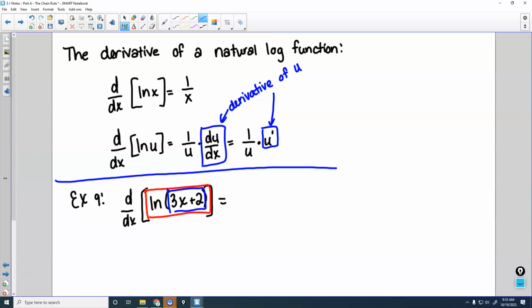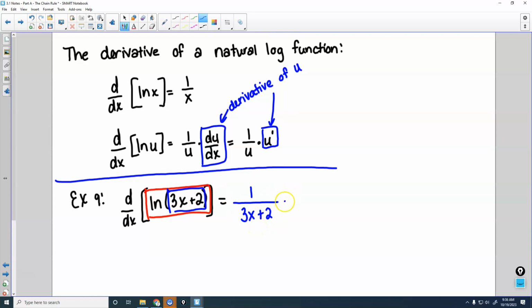So, much like the stuff we've already done with natural logs and e's, whenever you take the derivative of a natural log and e, they're really some of the easiest ones to do. We just panic because we're not real comfortable with natural logs and e's. The derivative of the natural log of 3x plus 2 is just 1 over 3x plus 2. That's the derivative of the natural log.